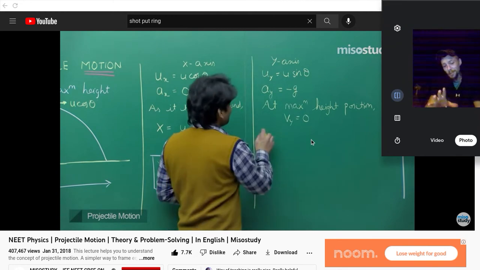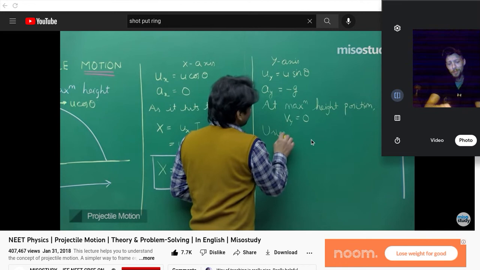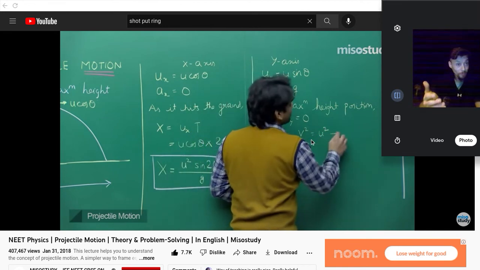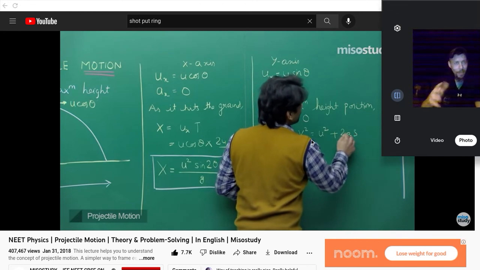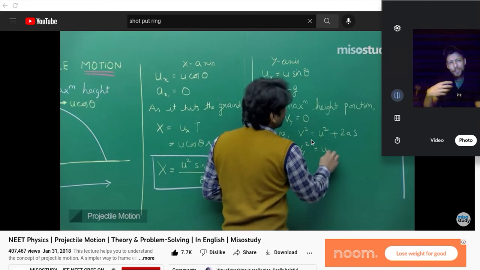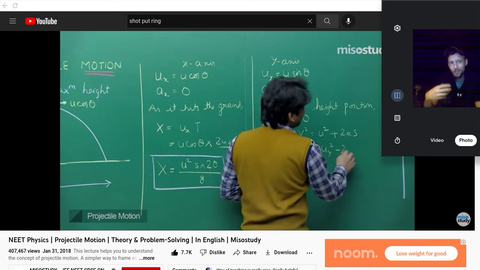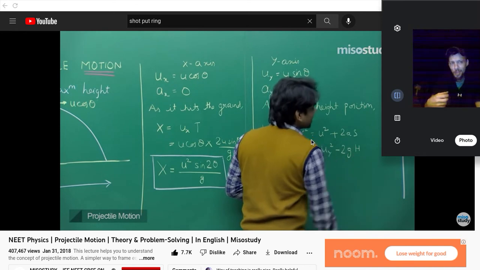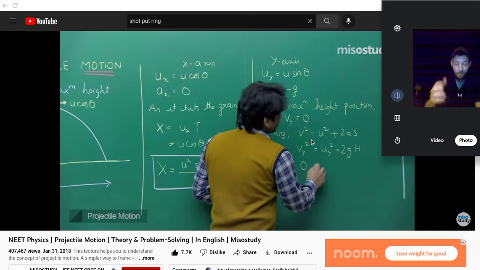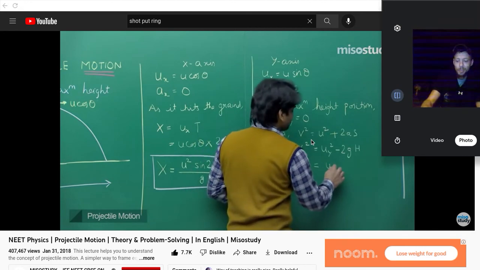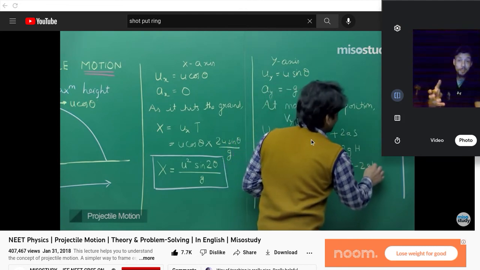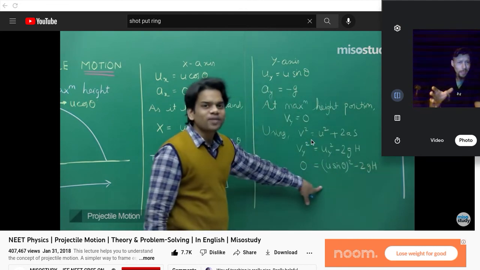Let's substitute the values. Vy whole square is equal to uy whole square minus 2g h, where h is the maximum height. Vy will be 0, and uy will be u sine theta. So 0 equals u sine theta whole square minus 2g capital H. Now we just evaluate the value of capital H.